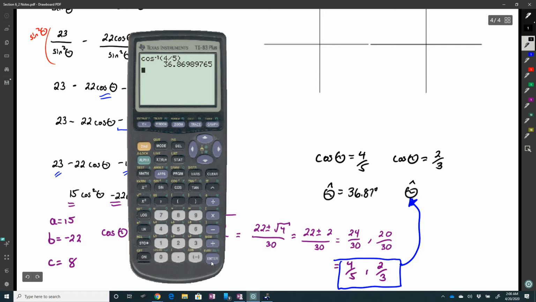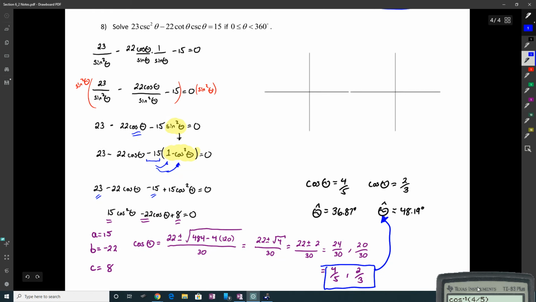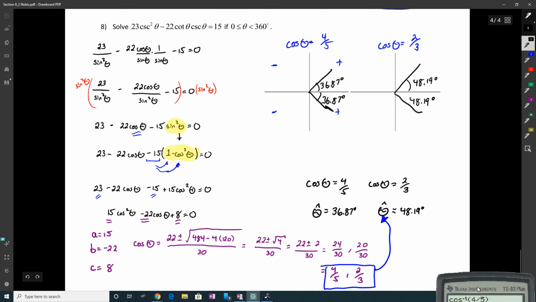All right. The other one, I do inverse cosine of 2/3. And this gives me 48.19 degrees. Remember, these are reference angles. So since we're dealing with cosine, cosine is positive on the right, negative on the left. And so for cosine, this is going to be 36.87 degrees this way and 36.87 degrees this way. Same thing over here, 48.19 degrees this way, 48.19 degrees this way.